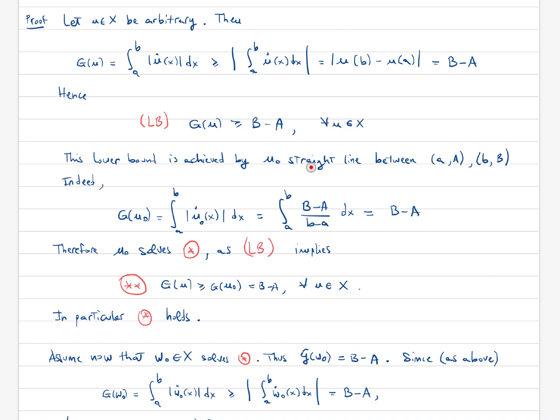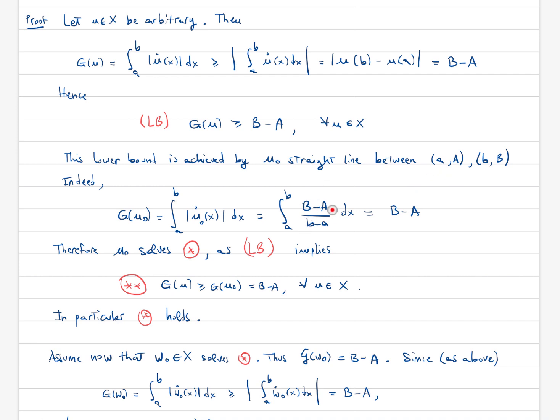And for this function we take the straight line between the points capital A and capital B, and then G of u0 is just the integral of the absolute value of the derivative. And so the derivative of a line connecting these two points is just the difference of capital B minus capital A over the difference between b and a.